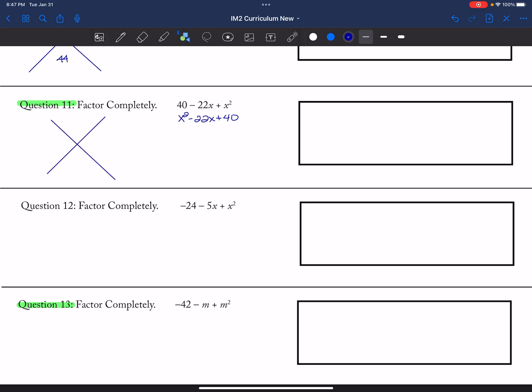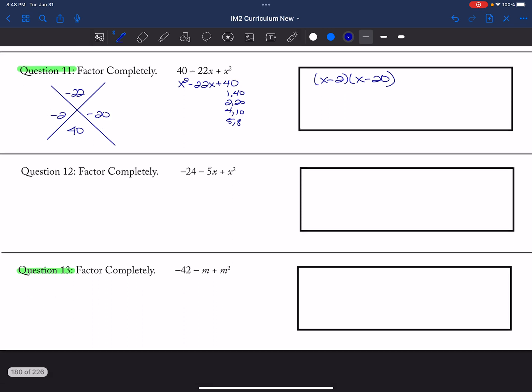It does no good to draw the x's if you get the wrong answer. So just so that you guys are aware. Okay, 40, I don't want to do a factor tree. 1 and 40, 2 and 20, 4 and 10, 5 and 8, 6 and nobody. Okay, so I'm looking for 22. So that is a -2 and a -20. So x minus 2, x minus 20.